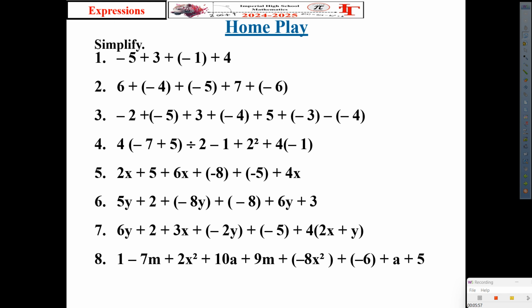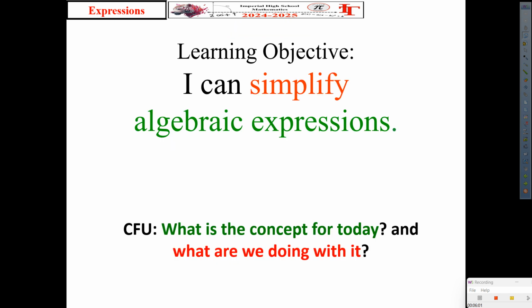All right, here we go. Our objective for today: I can simplify algebraic expressions. Today we're going to wrap this up. Just going to recap what we did last week just to make sure we got it and close this section off because we're about to move on to better stuff.